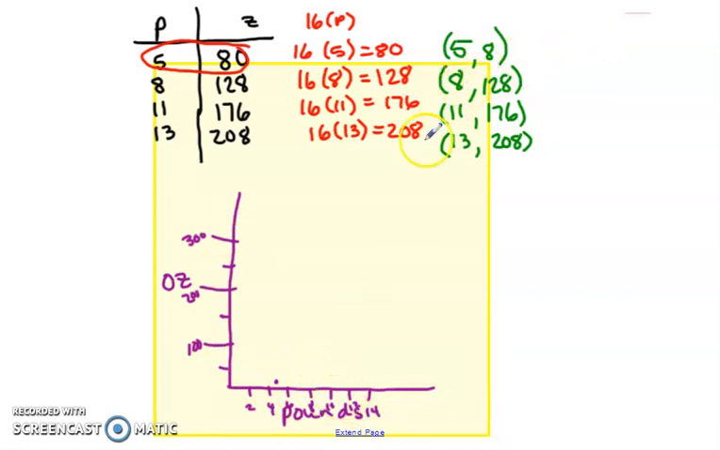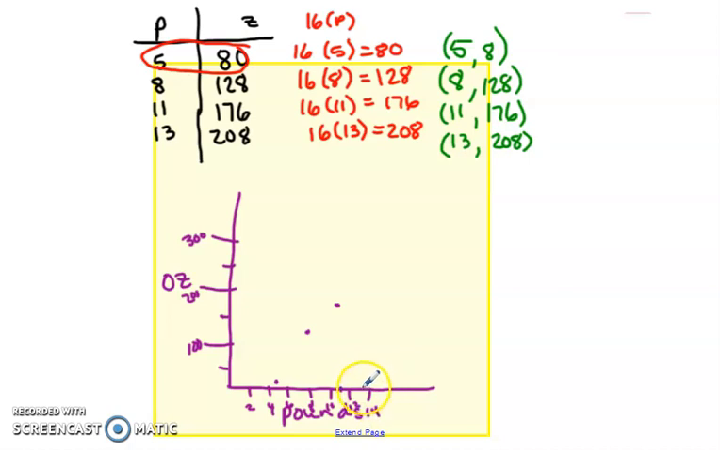Okay, then we've got 8 and 128. So 125 is halfway here. So I'm going to go over to 8. There we go. Okay, then we've got 11. 11's right here. And we've got 176. So right here is 150. So 176 is going to be over here. So we'll go over to 11.